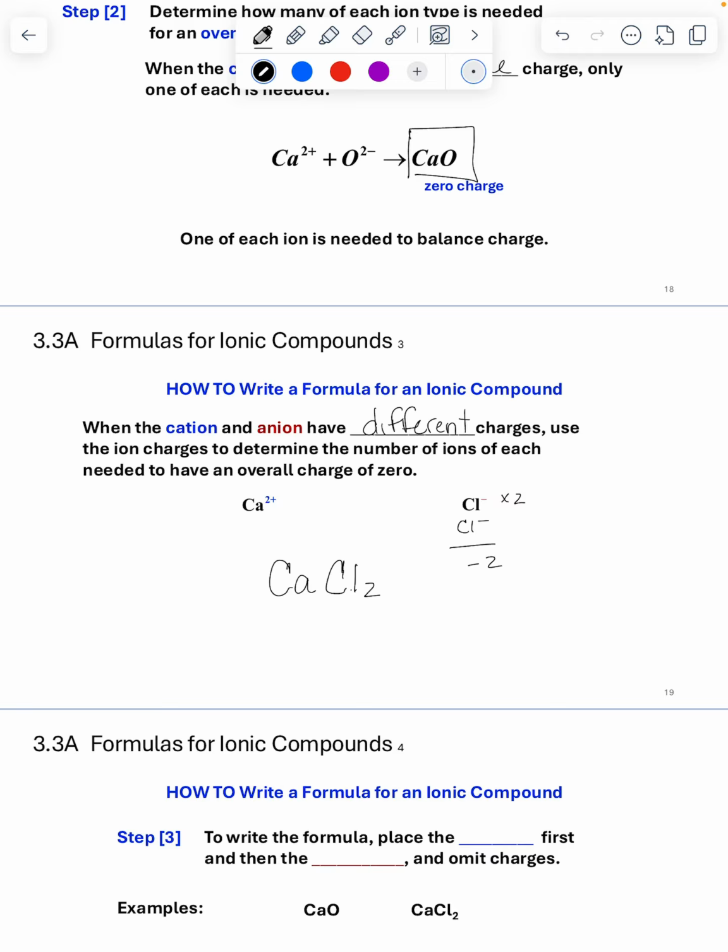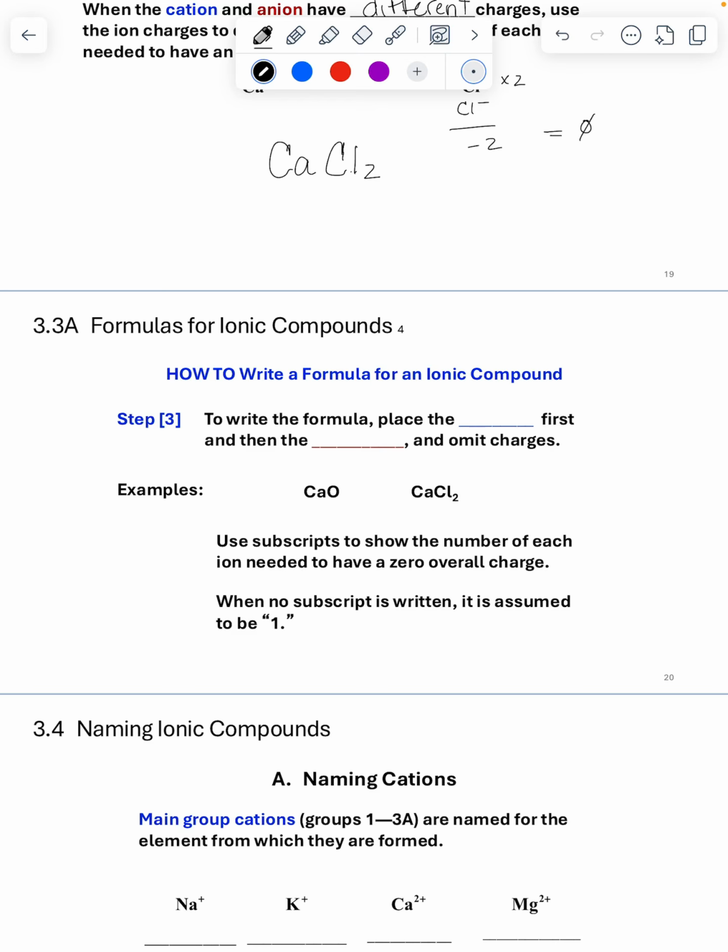All right, to write the formula, you're going to place the cation first. Every time in an ionic formula, the cation goes first, followed by the anion. And you want to omit the charges. You will never have charges in an ionic formula. So we use subscripts to show the number of each ion needed to have this overall charge. When there's no subscript written, it's assumed to be 1. So again, you don't have to write the 1. So 2 examples here, calcium oxide and calcium chloride.